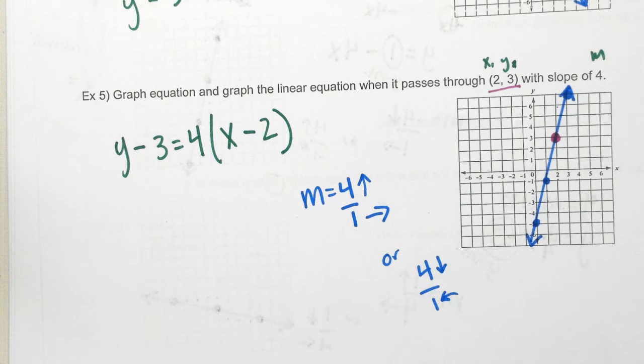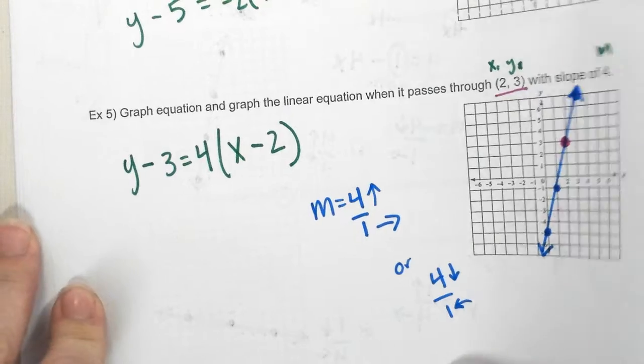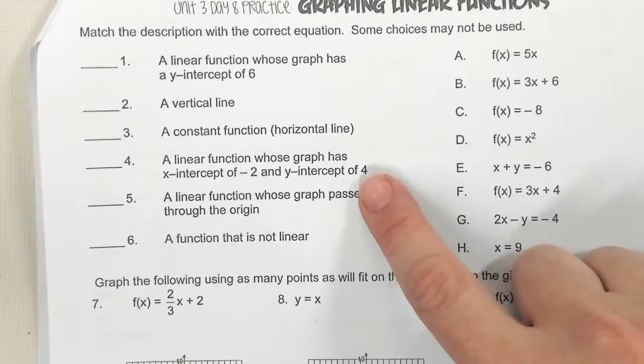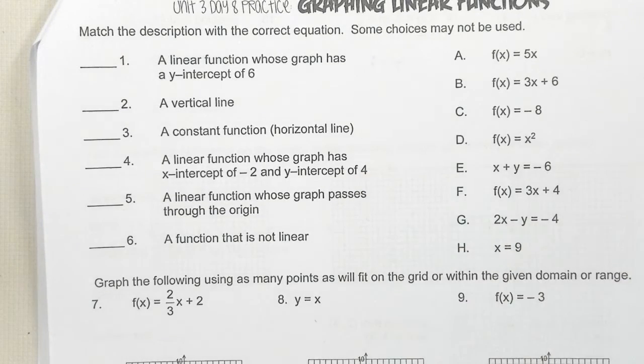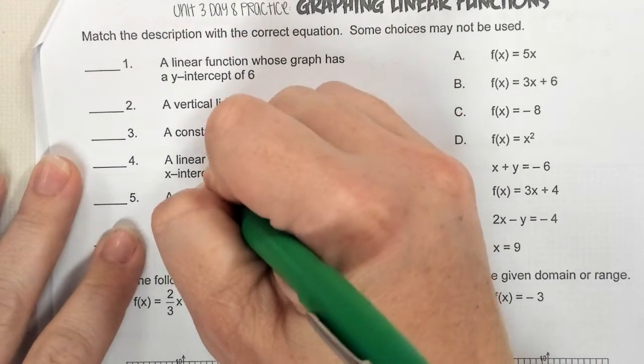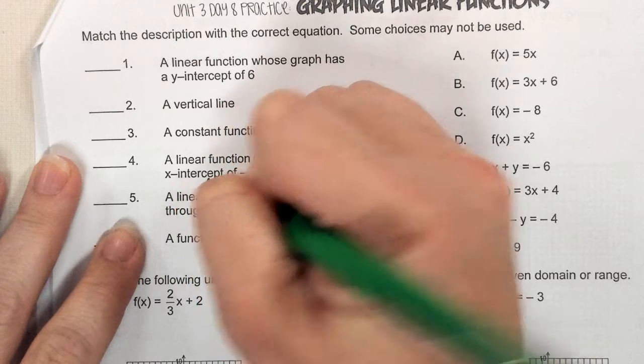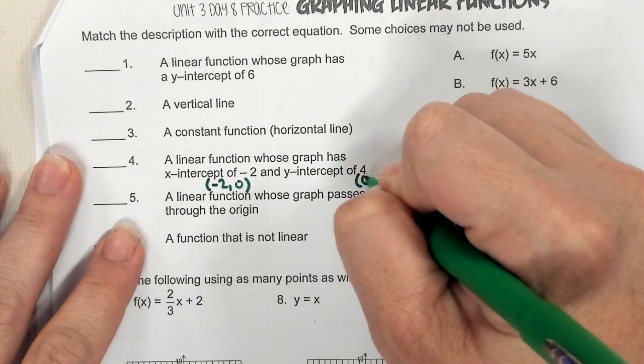Okay, there's a couple things I want to talk about on your practice just because lots of people have been getting stuck. So once y'all are all flipped to your practice, I'm going to go over a couple things to help you go smoother, and then you're good to go. Okay, so on your practice, look at number 4. It says a linear function whose graph has an x-intercept of negative 2, which I want you to realize is negative 2, 0, and a y-intercept of 4, which is 0, 4.